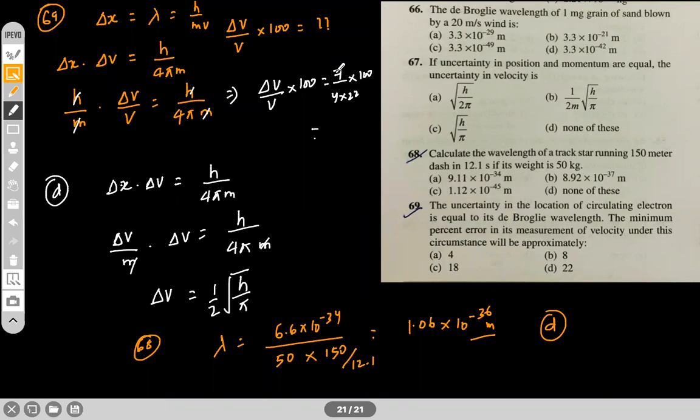69, what is the answer? See, 100 by 88 is a bit more than 1, right? 7 into a number which is more than 1. The closest option is B, that is approximately 80. Yeah, so the closest option is 80. You don't have to solve it.